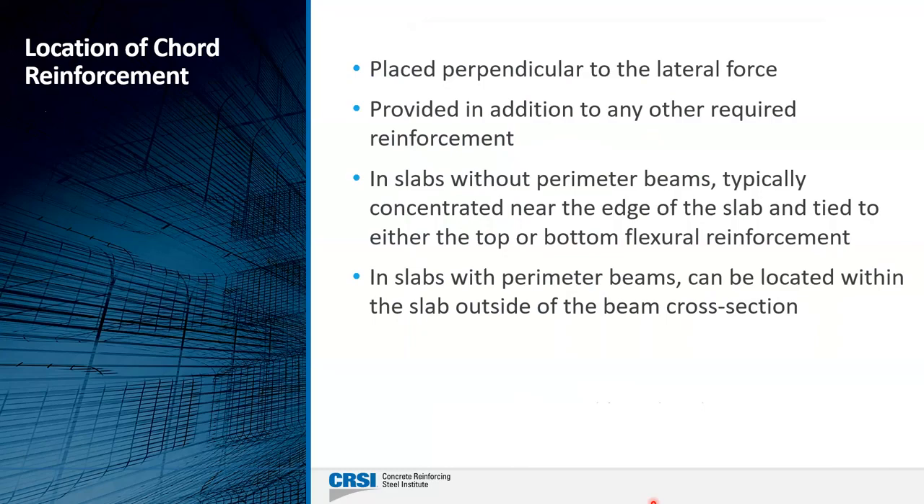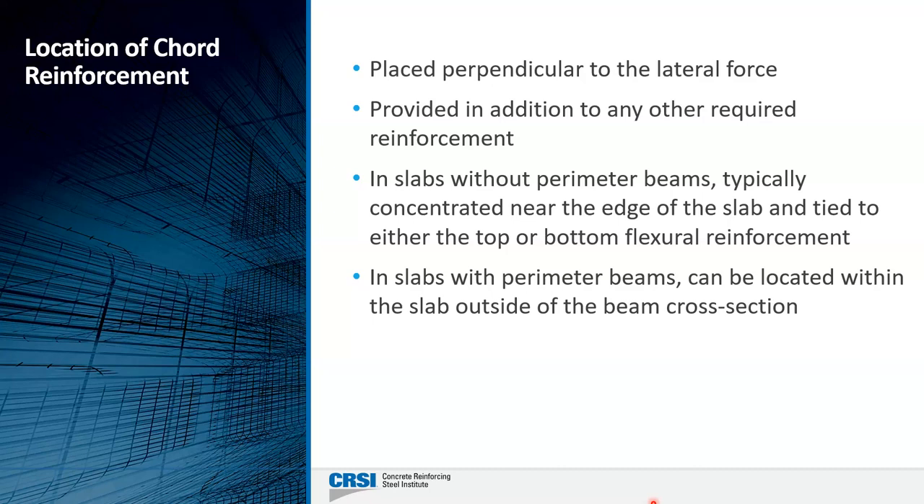Now, where do we place the chord reinforcement? Well, as we noted before, it's placed perpendicular to the lateral force. It's provided in addition to any other required reinforcement that you might have in a beam or a slab at that location. If we have a slab that doesn't have any perimeter beams, we'll usually locate this reinforcement right at the edges of the slab, and it's generally tied to either the top or bottom flexural reinforcement.